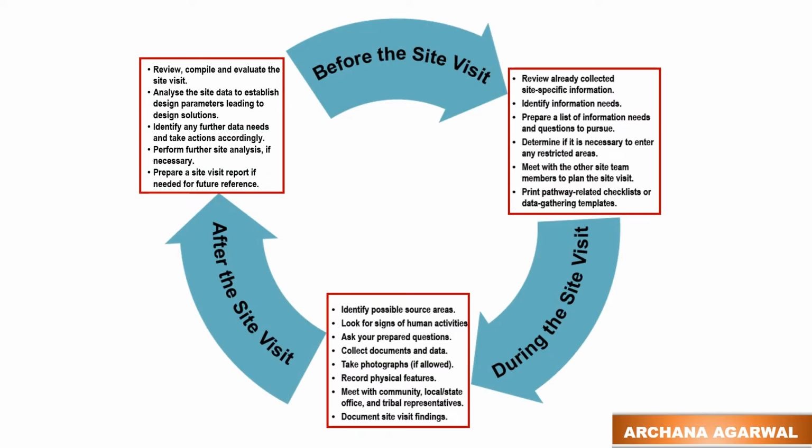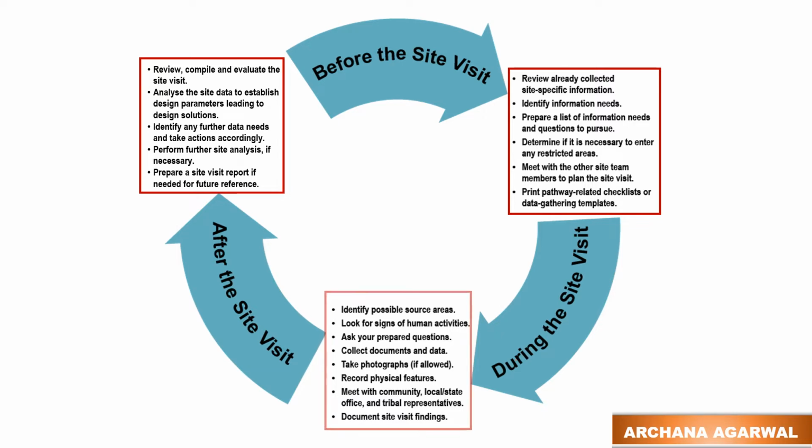This is an overview of the entire process. Before visiting the site, an architect collects site-specific information either from the client or from the internet. The architect identifies the information needed from the site, prepares a list of questions to be asked at site, determines if it is necessary to enter any restricted area and arranges for the permission, makes a team that is required to visit the site and plans the site visit. A data gathering template comes very handy at the site where questions are written on the paper and there is space to write the corresponding answers.